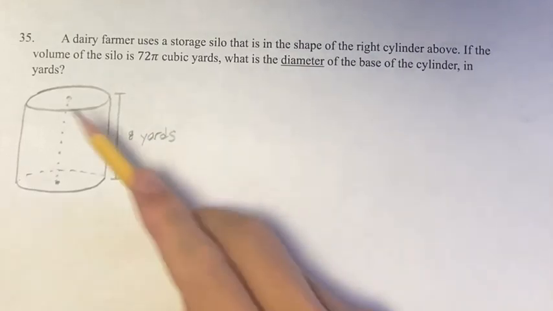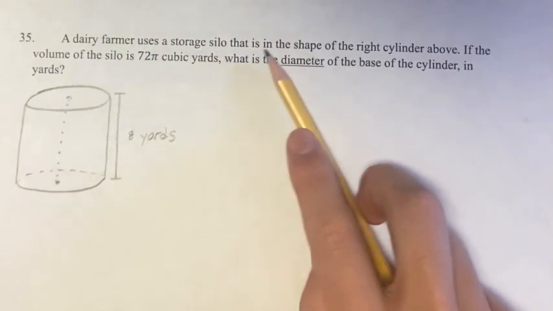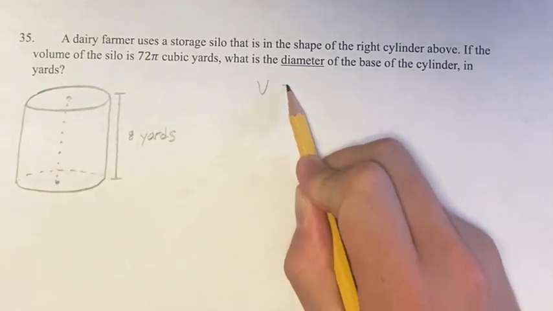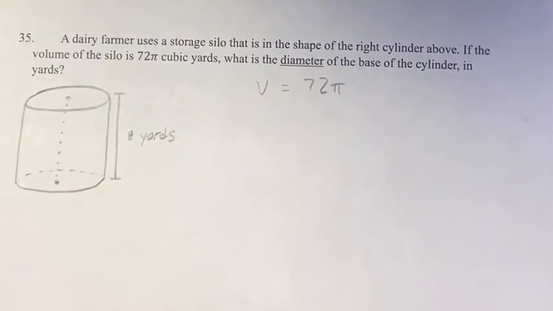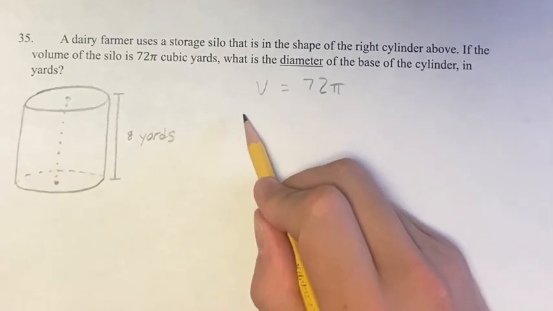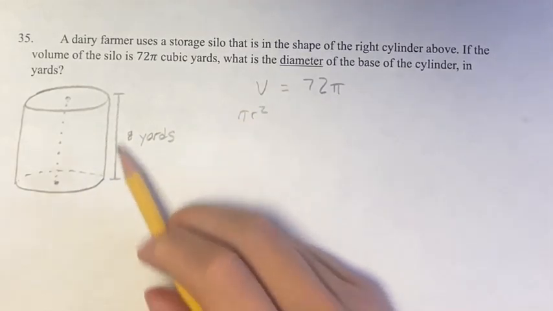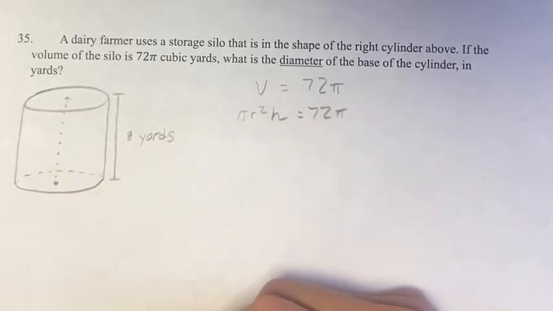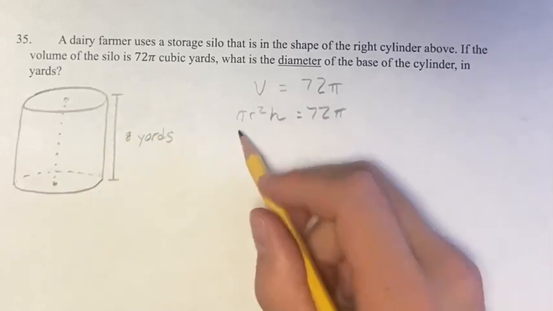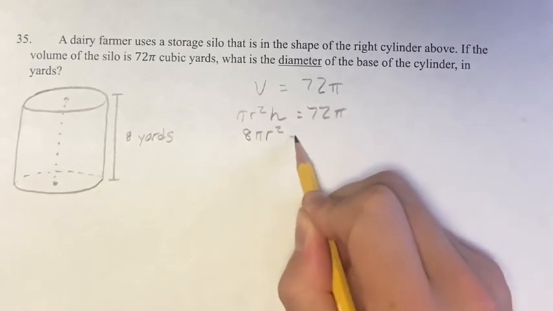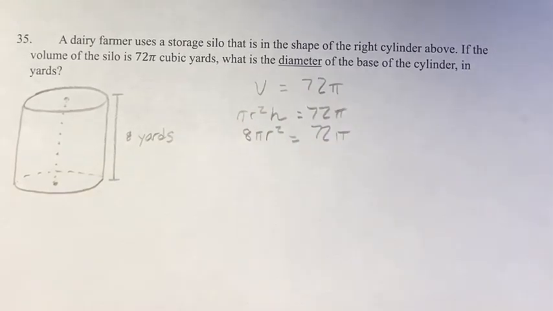In this problem, we're dealing with a dairy farmer who is using a storage silo that is in the shape of a right cylinder. We have a diagram here. We're told that the volume is 72 pi cubic yards. Now, how do you find the volume of the right cylinder? Well, it is the area of the base, which is a circle, so pi r squared, times the height. And this is going to be equal to 72 pi. Based off of our diagram, we know that the height is 8 yards. So we have 8 pi r squared is equal to 72 pi.